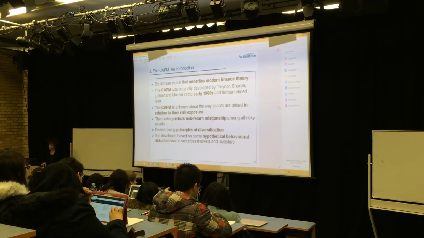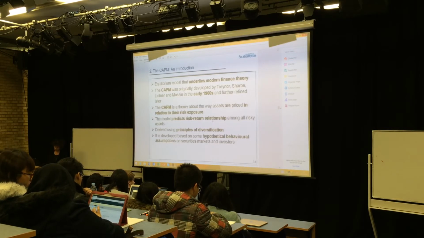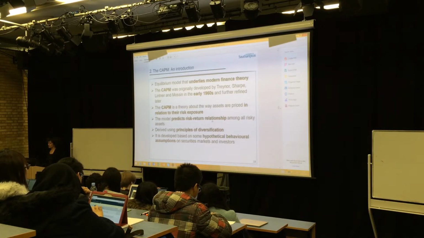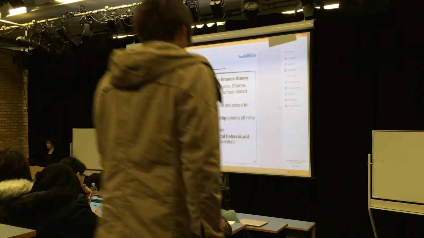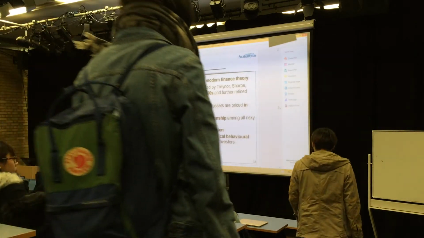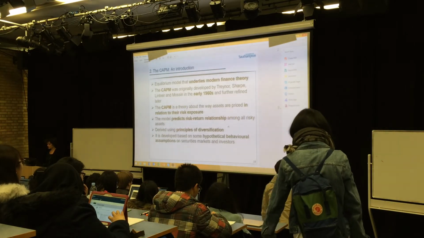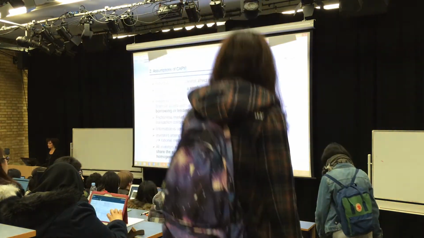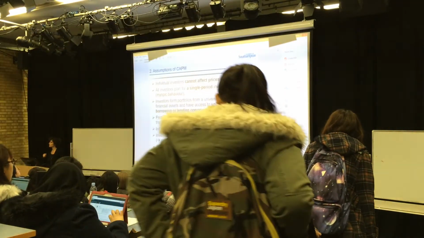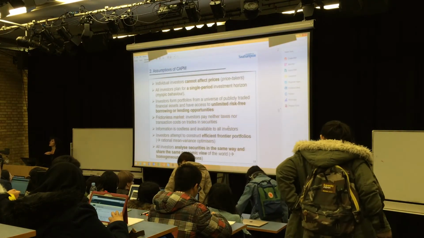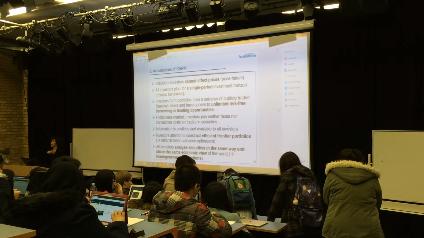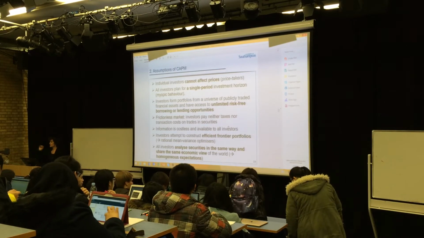What we will see is how to arrive at this using the principle of diversification. There are several assumptions that we need to take into account. It is based on the assumption that investors cannot set the price, so they are price takers. The prices are given, and they cannot modify the prices that are in the market.